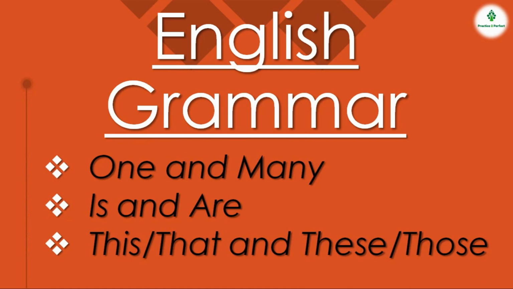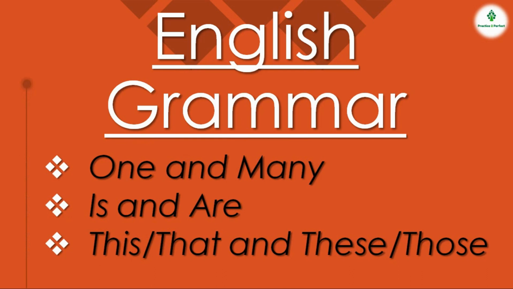Nouns that are only one in number are called singular nouns. Example: boy, dog, pen. Nouns that are more than one in number are called plural. We just add s to the singular noun to make it plural. Like boy becomes boys, one dog becomes many dogs, pen becomes pens.